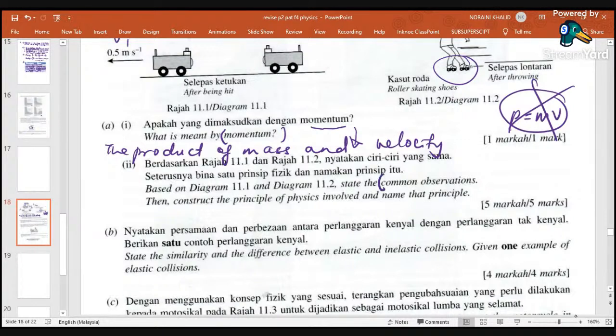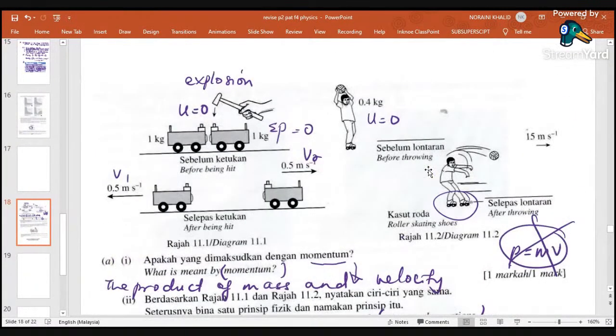Okay, part 2, then construct the principle of physics involved and name the principle. Common observation: what is the same between the two? This is 5 marks altogether. So what is the same in this case? You can see initially both are at rest. The similarity is that the total momentum before is the same, 0. And then after the explosion, the two trolleys move separately. This one also is the same thing.